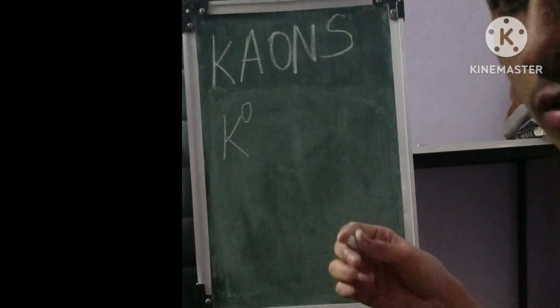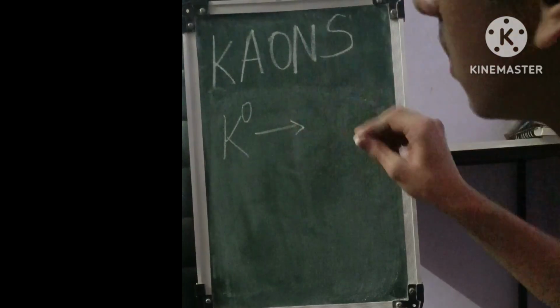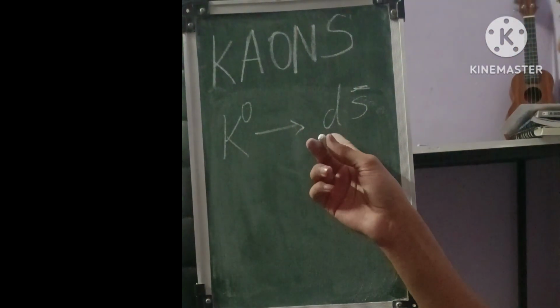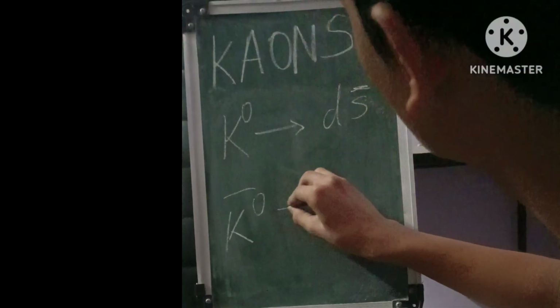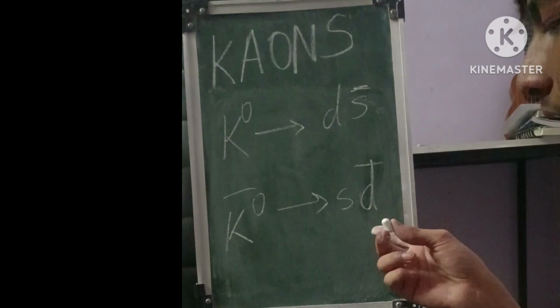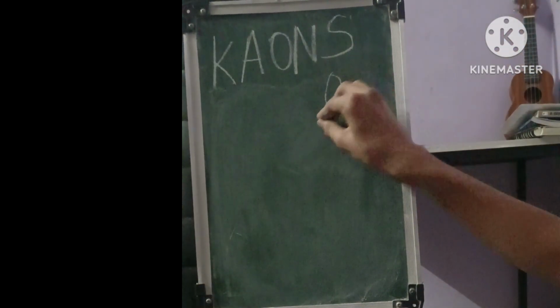K0, K neutral. Then its composition is down quark and anti-strange quark. You see, only the up quark has been changed by a down quark. K0 bar, and the complete opposite of this is strange and anti-down quark. All the kaons have spin equal to 0.